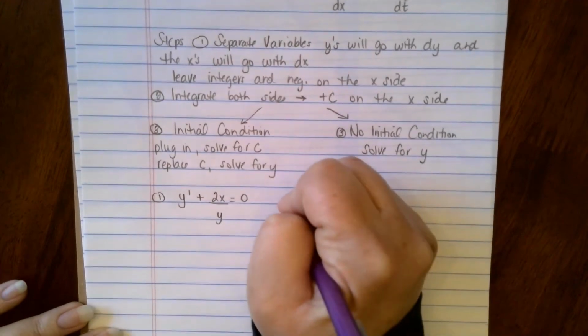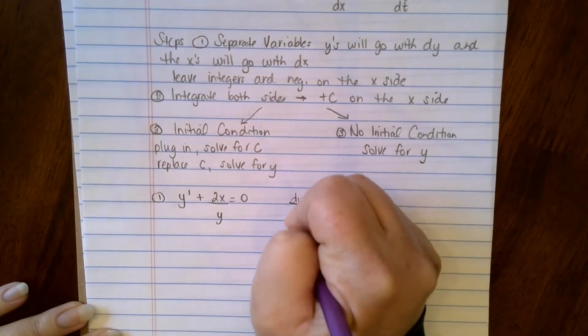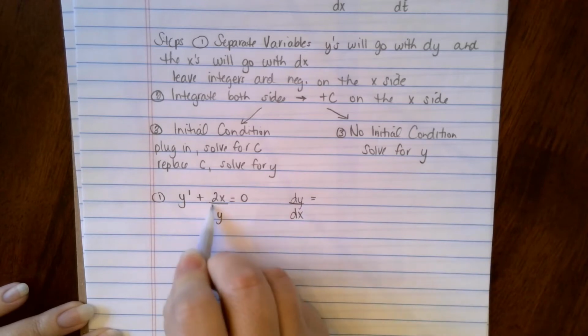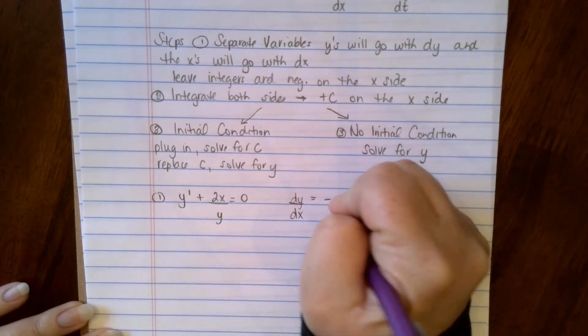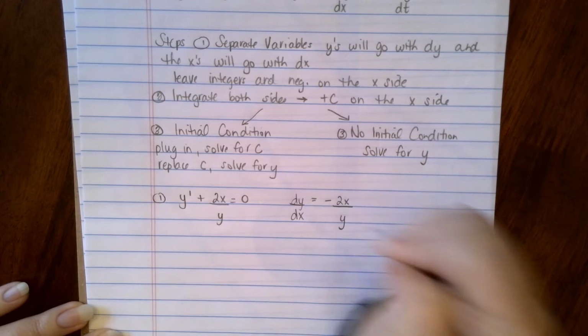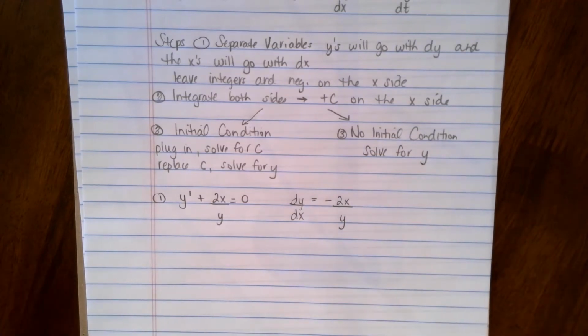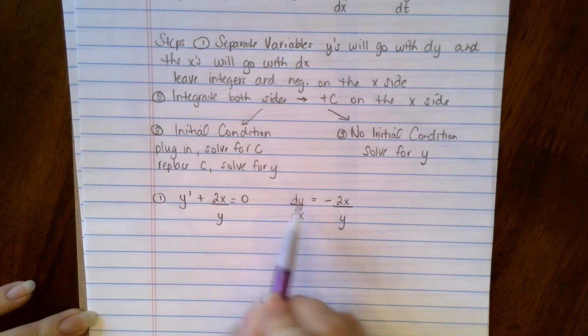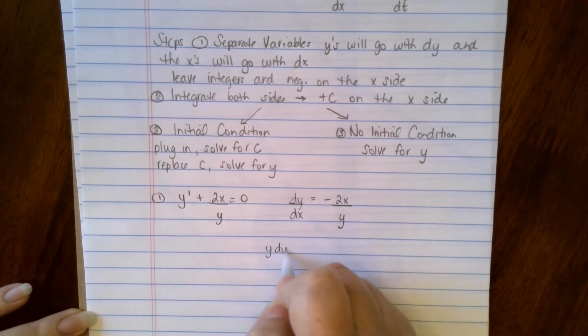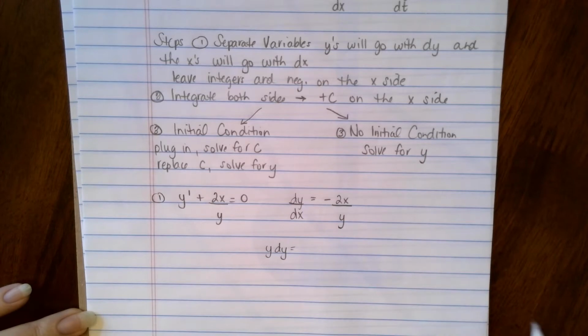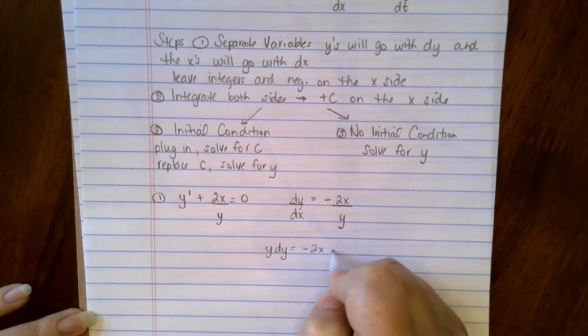So I'm going to rewrite y prime as dy dx. Then I'm going to move this to the other side of the equals, which I have to do by changing its sign. So I subtract it over to the other side. Now I can do my step 1, which is to separate my variables. The y has got to go with the dy, the x has got to go with the dx. So essentially you're cross multiplying at this point. So y over here is going to multiply with dy, so I get y dy. Dx is going to multiply with the negative 2x, so I get negative 2x dx.